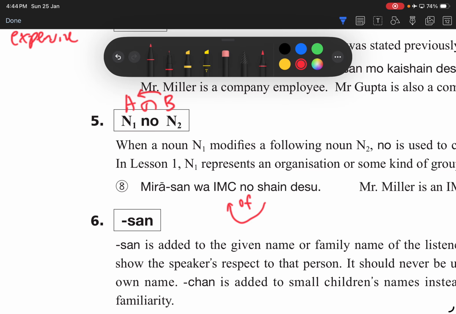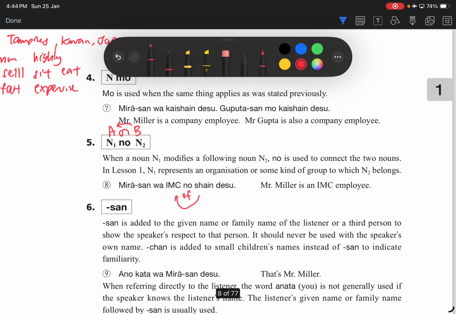Okay, number 6, we have this san. So san is just a polite way to refer to someone. In English, we have Mr., Mrs., Miss. But in Japanese, we don't have Mr., Mrs. Instead, they are all consolidated under one, which is called san. So for example, my surname is Kwek, so Kwek-san. For example, the current prime minister is Takaichi, so Takaichi-san. It's just a formal, polite way to refer to someone.